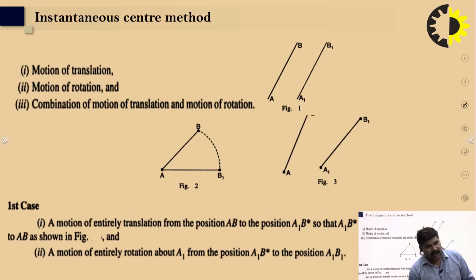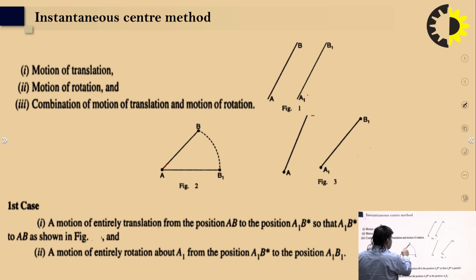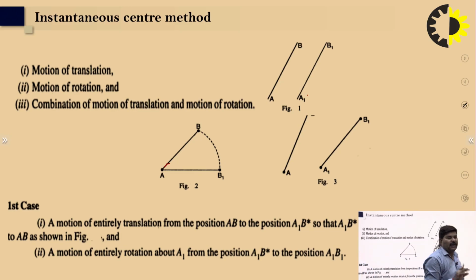So there are three types of motion: translation, rotation, and a third, the combination of these. In figure 1 you can see the link AB translates, a translation motion, from A1 to B1. The second one is rotary motion, so link AB is converted to AB1, and then the combination of these.